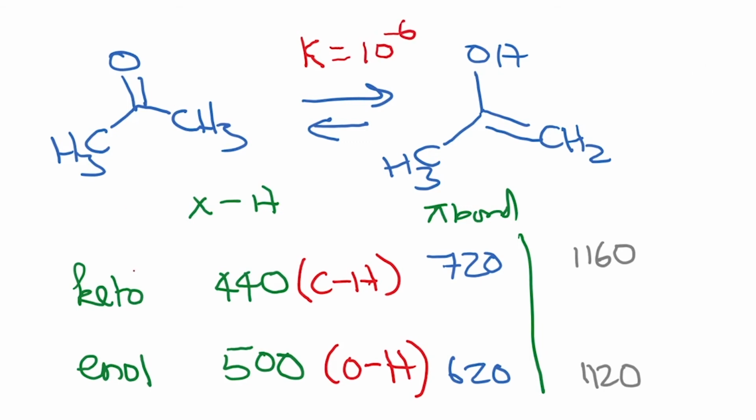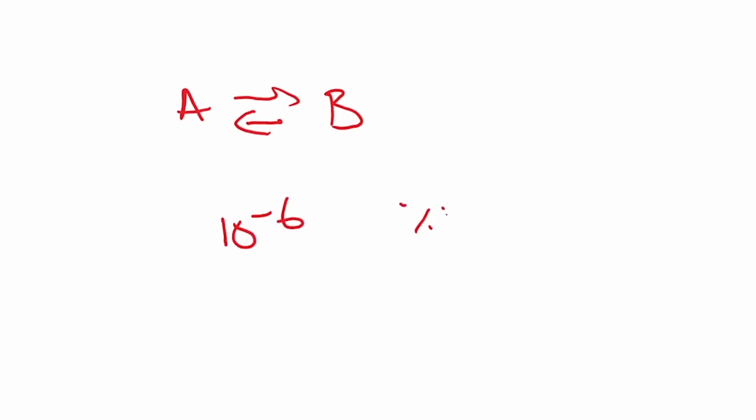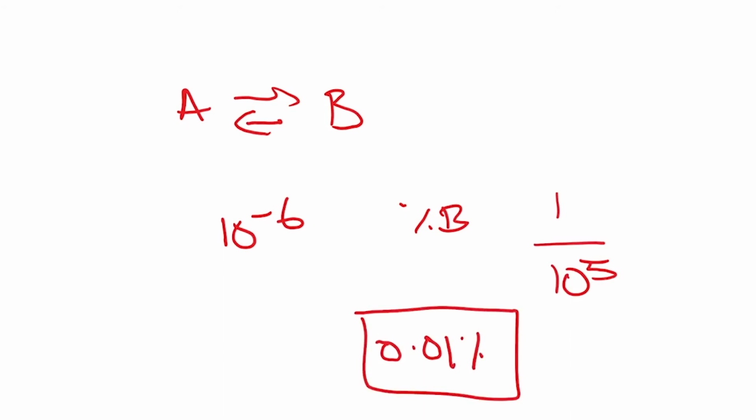So what does this equilibrium constant of 10 power minus 6 mean? If I take two components, A and B, A in equilibrium with B, and the equilibrium constant is 10 power minus 6, that means the percentage of B that is going to be produced is basically 1 part in 10 power 5, which would be 0.01%. So it's a really small number.